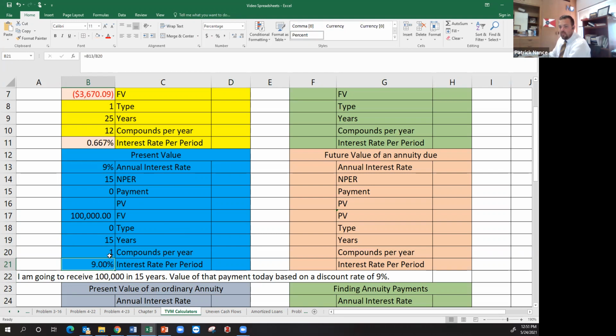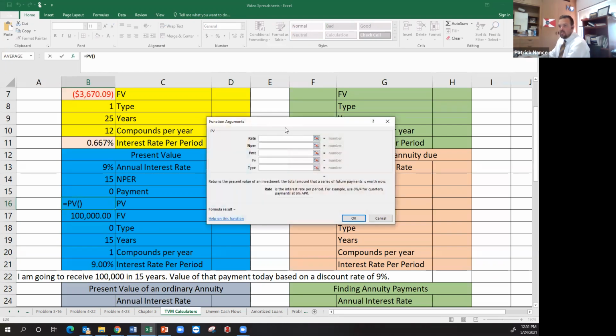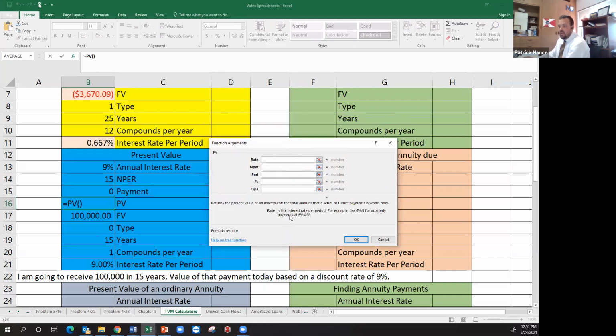So 9% interest rate. So now I can write my present value function equals PV, open parenthesis. I'll open up the function box to make it a little easier to see. Rate, but it wants the interest rate per period. So I want to make sure and use the interest rate per period. In this case, it's the same number either way because it's only compounded one time per year. But like I said, if it was compounded monthly or semi-annually or quarterly, then I would make sure, and it says it right here, we would divide it by that. So I'll use this interest rate per period.